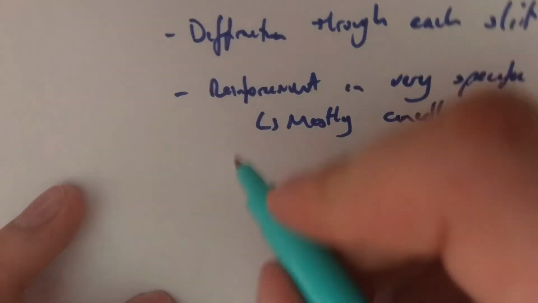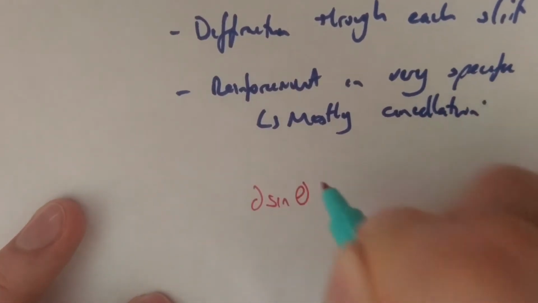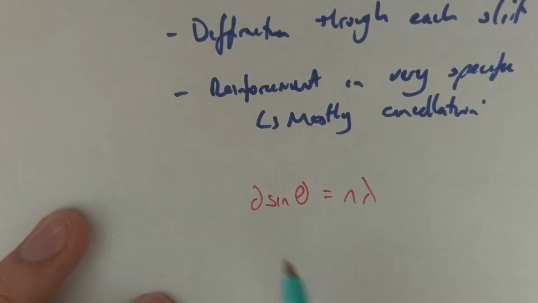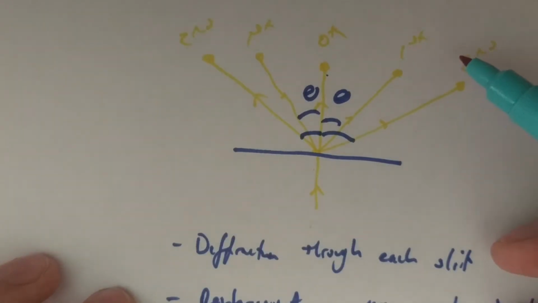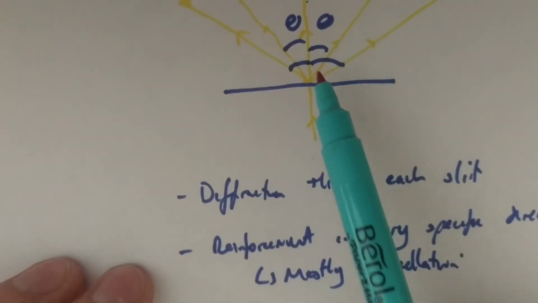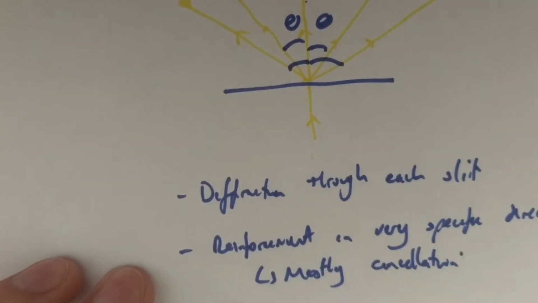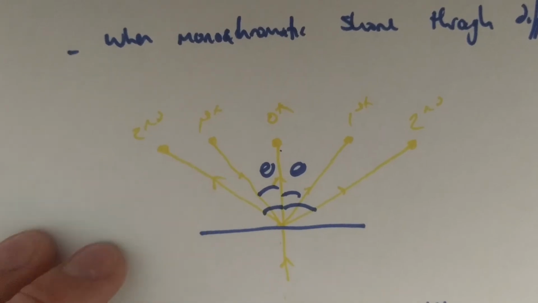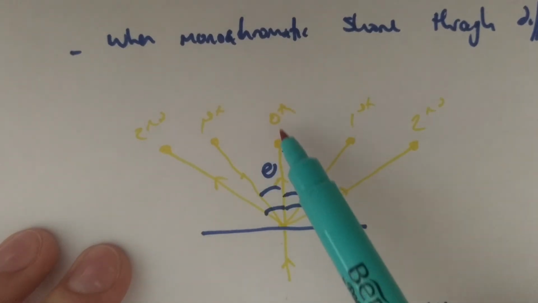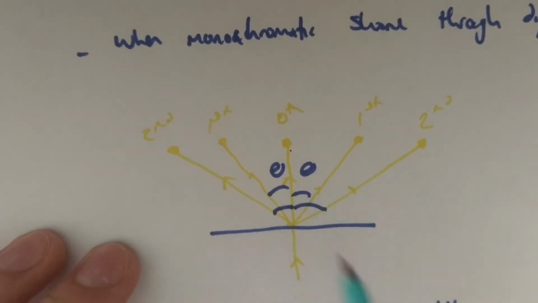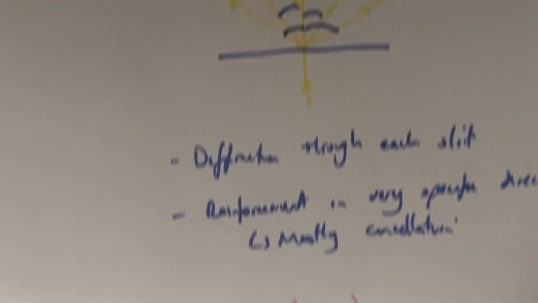The relationship for a diffraction grating: d sine theta equals n lambda. d is your slit separation, theta is your angle from the central maxima, n is the order number, and lambda is your wavelength. No matter the properties, you will always get the 0th order at an angle of 0 degrees along the normal, and then your angles are measured from that 0th maxima.